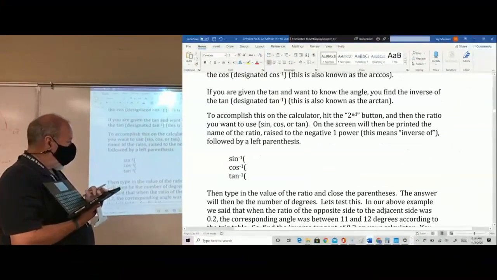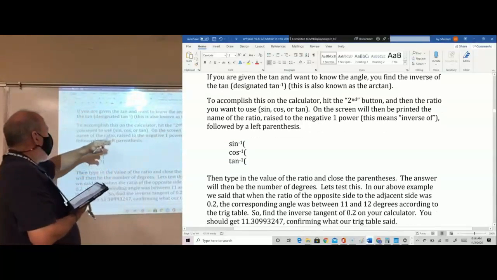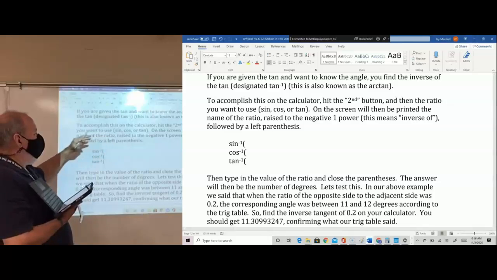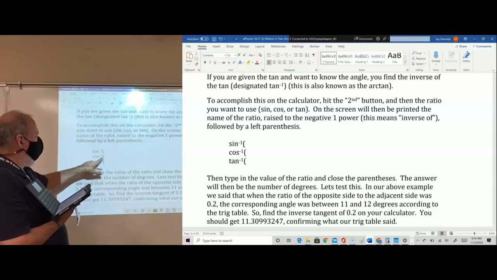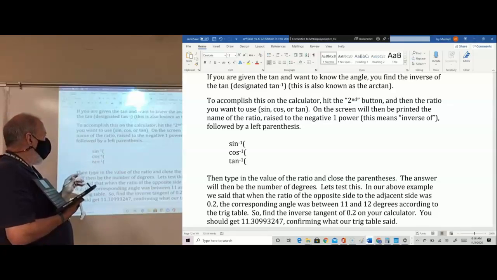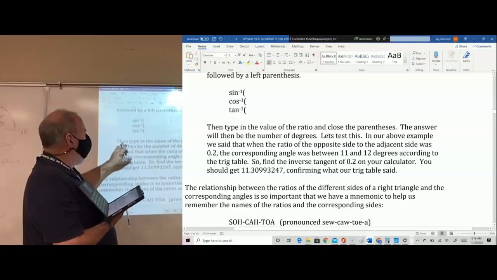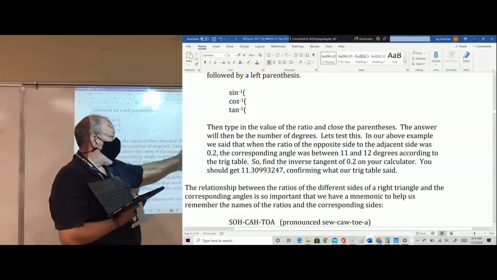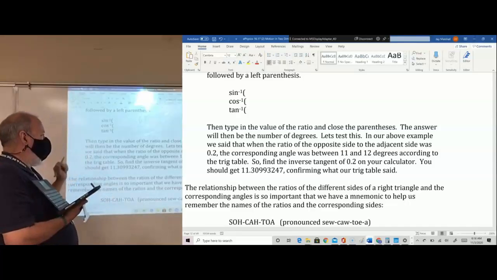To accomplish this on your calculator, you hit the second button and then the ratio that you want to use. And on the screen, you'll have the inverse sine or the inverse cosine or the inverse tangent printed. And this will be followed by a left parenthesis. Then you type in the value of the ratio or the ratio itself and close the parentheses. And then the answer will be the number of degrees.